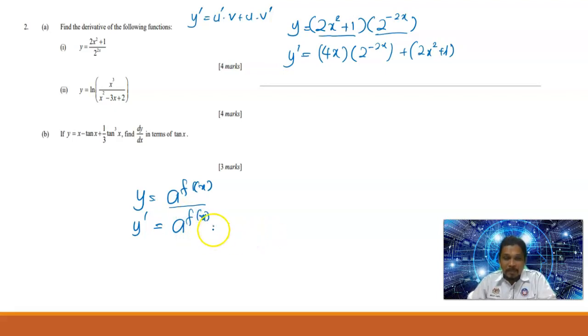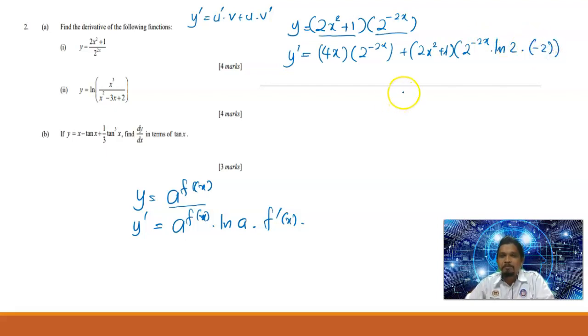Multiplied with, yes, natural log of a. Next, differentiate the function f(x) here, f prime x. So slowly, one by one, firstly, we can write down all this again, 2 to the power of negative 2x, then multiply with natural log of 2, and differentiate negative 2x, it gives you negative 2.